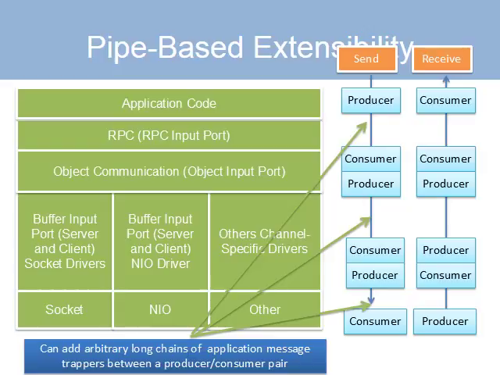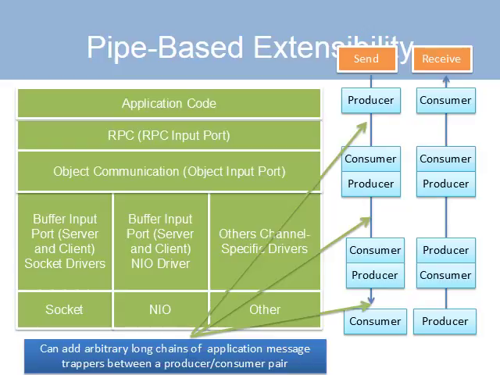Okay, so we will go and allow, given that we know what's happening is a producer-consumer relationship, we will allow these producer-consumers to be added in between. Okay, so we'll call the things that exist between layers trappers, and we'll allow arbitrarily long chains of trappers to be interposed. And we'll also do some normal functionality through trappers that you can replace.